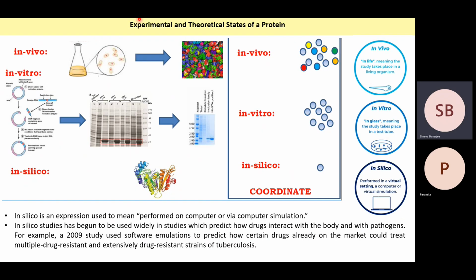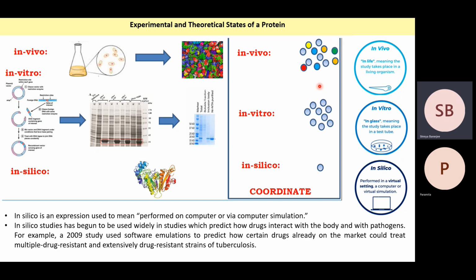So now we will look into the experimental and theoretical states of a protein. So mainly there are three different ways of looking into how a protein is working. One is the in vivo method, in which the protein is inside a living organism like a bacterial cell, and it is studied while it is inside that living environment. So that is called in vivo, and it means that the study is taking place in a living organism.